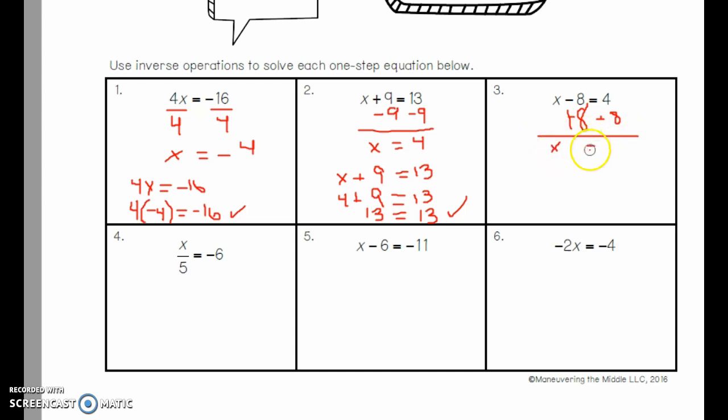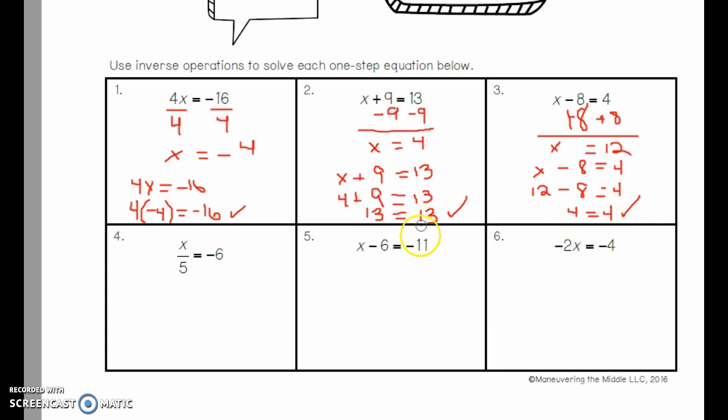So x equals, this is a plus sign, remember. 4 plus 8 is 12, and I will do my check. X minus 8 equals 4. Now, x is replaced with 12. 12 minus 8 equals 4. I know 12 minus 8 is 4, and I know that 4 equals 4.